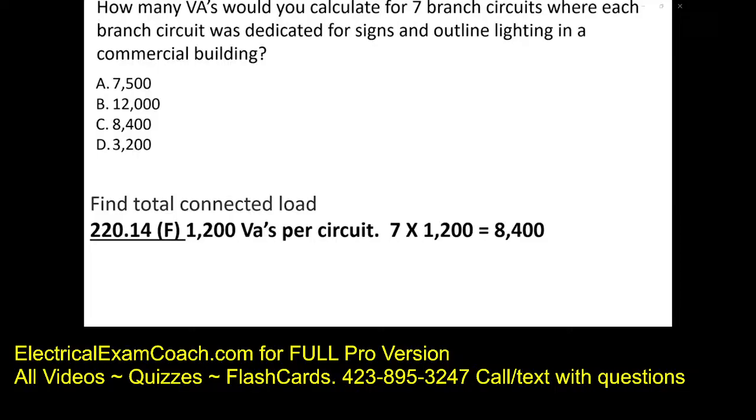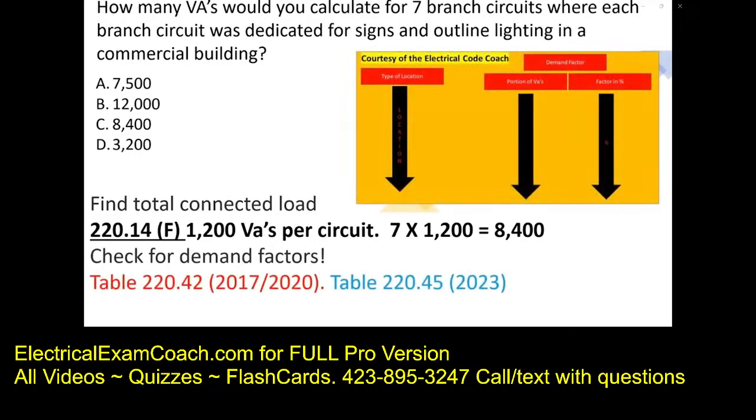Now, let's check for demand factors. Anytime you're doing commercial lighting, you're going to go to Table 220.42 if you're in the 17 or the 20, or Table 220.45 if you're in the 23. Same table, different title. And when we get there, we're going to start on the left-hand side of this table, and we're going to look for our type of occupancy. It does not mention a generic commercial building.